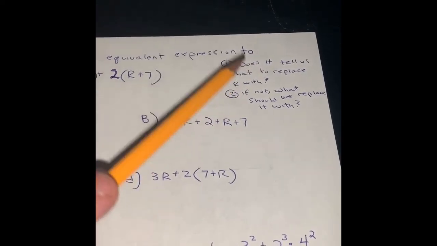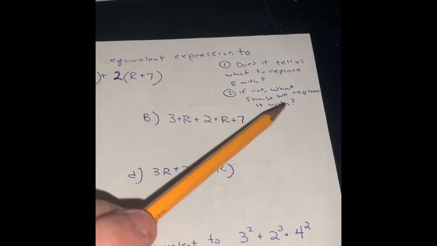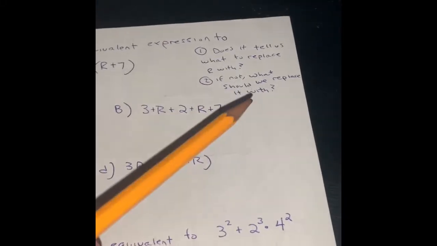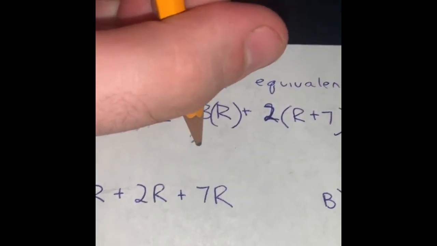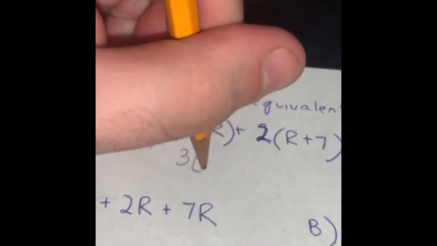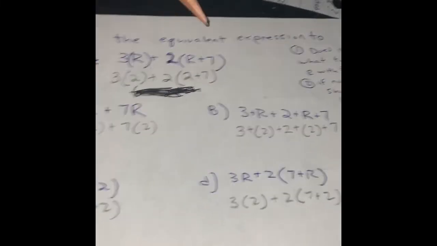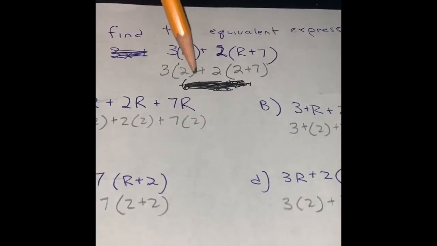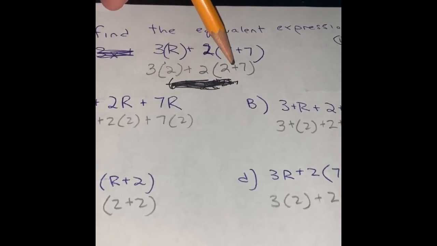Step 1, does it tell us what to replace R with? No. If not, what should we replace R with? The easiest number to replace R with is going to be 2. So every time we see R, we are going to replace it with the number 2. When I replace R with 2 in the first expression, what I'm going to get is 3 parentheses 2 plus 2 parentheses 2 plus 7.